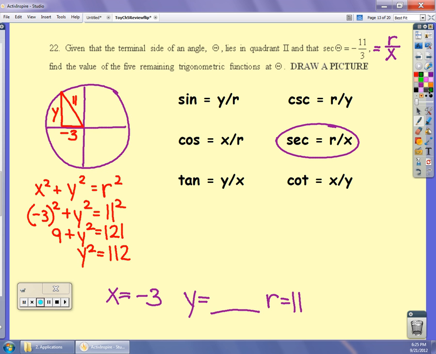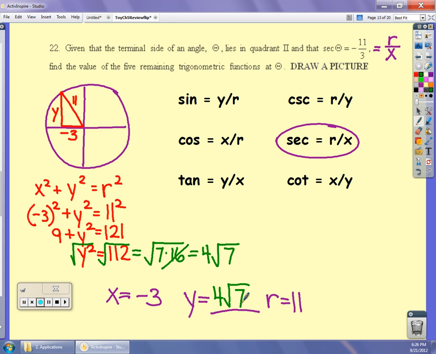Of course, we want to simplify. We're going to take the square root of both sides, and in that 112, I see two factors of 4, so that's 7 times 16. We can take the square root of 16 and take that out, so that becomes 4, and left under the radical we have 7. So we now know that y is equal to 4 square root of 7.